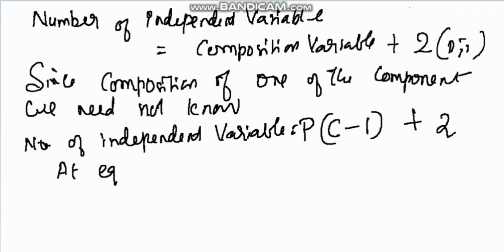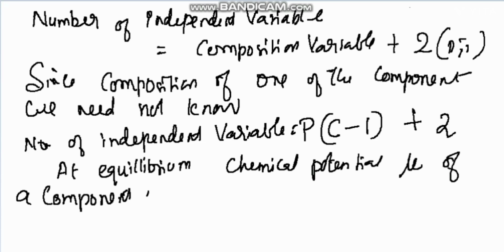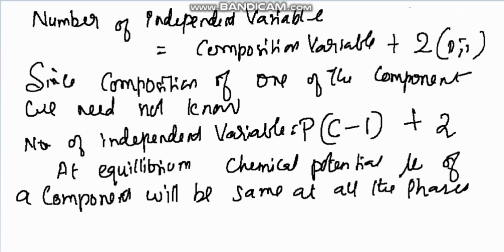Okay, now let us take the next term, that is chemical potential. Chemical potential means the potential with which the components exist in the phases or get mixed in the phases. At equilibrium, the chemical potential of one component is the same in all the phases. When the system is at equilibrium, the chemical potential of a component will be the same in all the phases. Chemical potential is represented as mu.